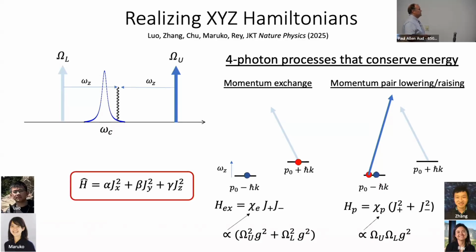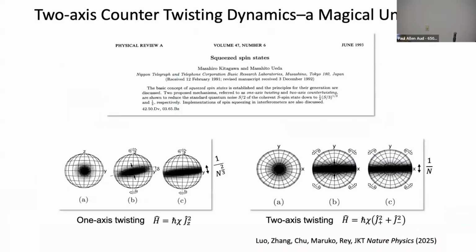One of the things we've applied that to, but I won't go into for the sake of time, is something called two-axis counter twisting. And I would call this a magical unicorn, at least for me. I remember seeing this in grad school and being like, well, that'd be really cool. I wonder how you can really do it. And for a long time, we didn't know how.